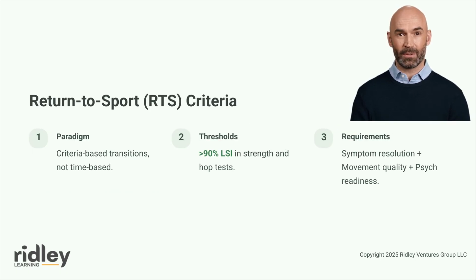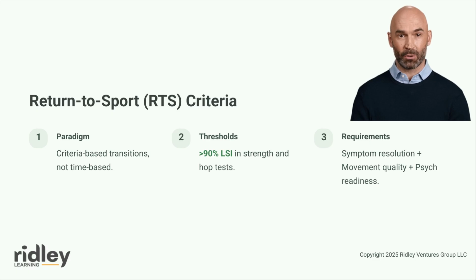Return to sport decision-making represents one of the most consequential applications of outcome assessment in athletic populations with patellofemoral pain. Premature return risks symptom recurrence, prolonged disability, and potential progression to chronic pain states. Conversely, unnecessarily delayed return may negatively impact athletic development, team dynamics, and psychological well-being. Evidence-based criteria that balance these competing considerations optimize timing of return to sport decisions.